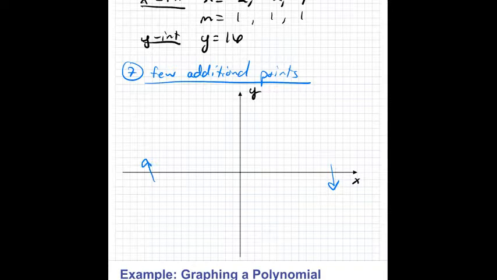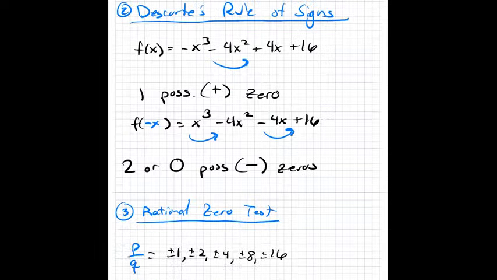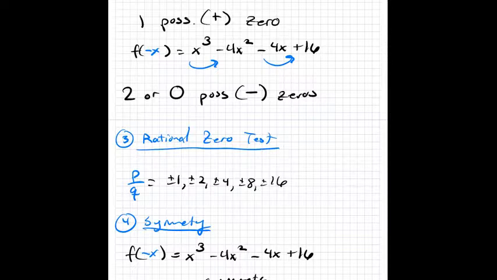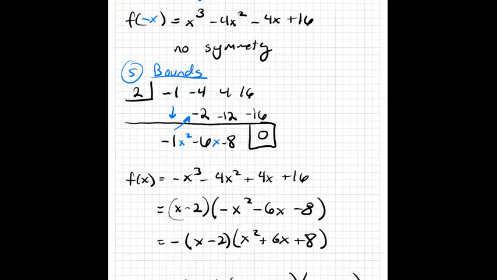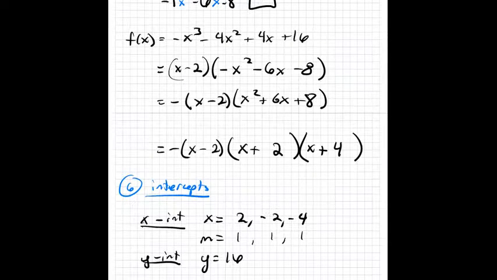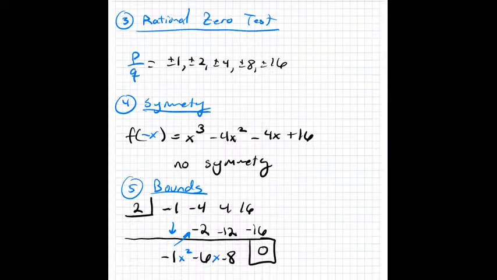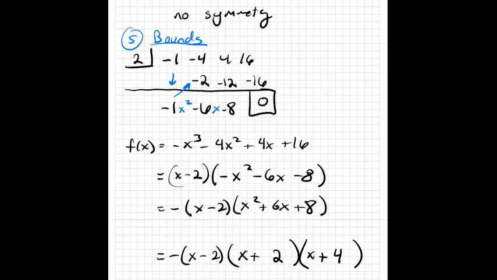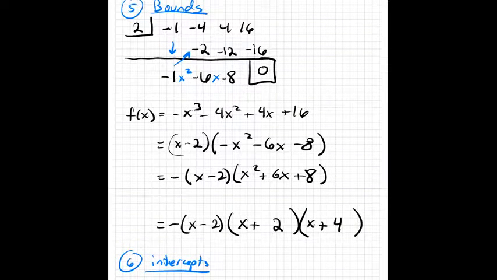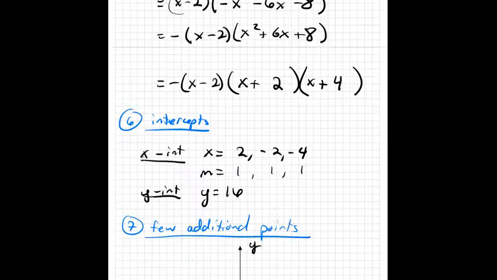Descartes' rule of signs tells us the possible number of positive and negative zeros. We said one positive and two negatives. Rational zero test. We said there was no symmetry. In trying to do the bounds, we found the zero. Once we found the zero, we went on to find the other ones using factoring. So we got our x-intercepts and y-intercept. Let's graph these x-intercepts.